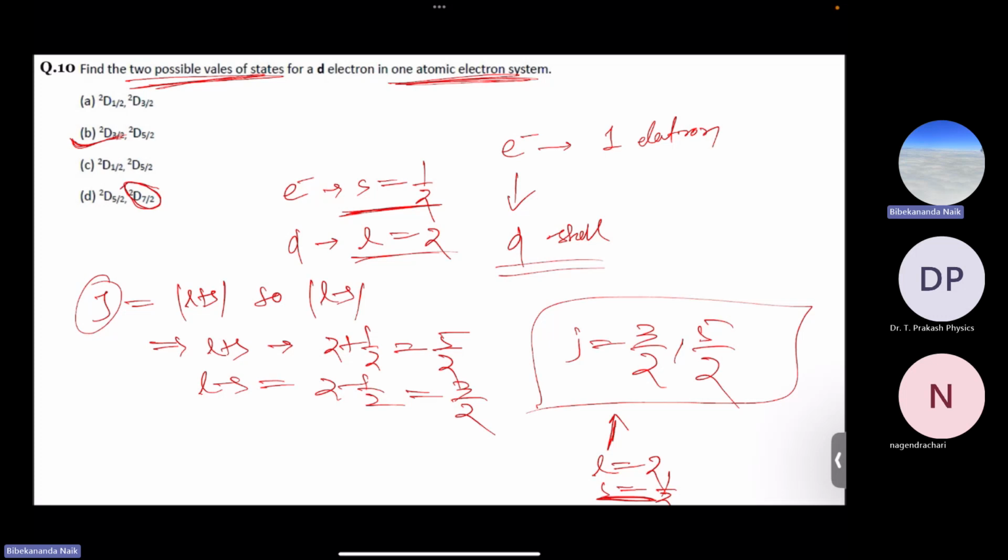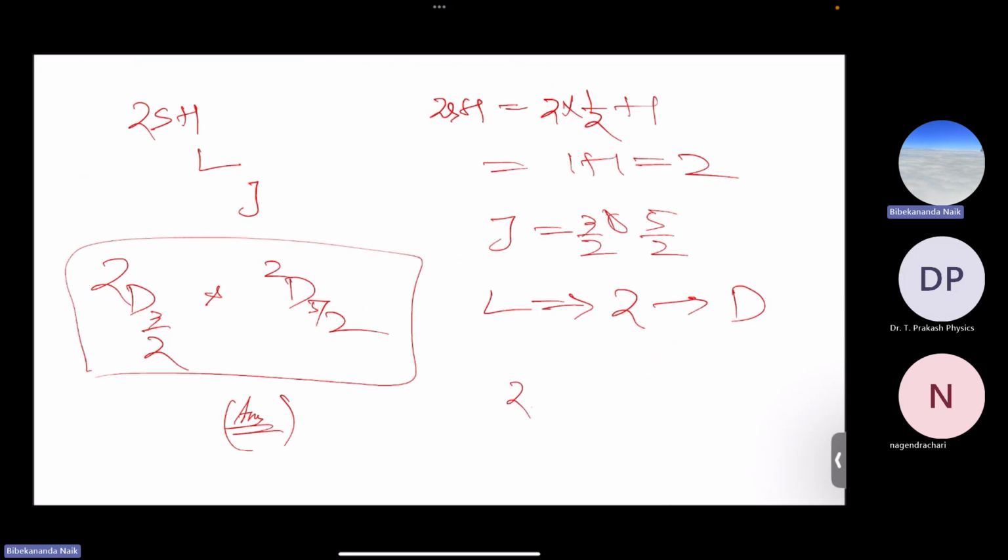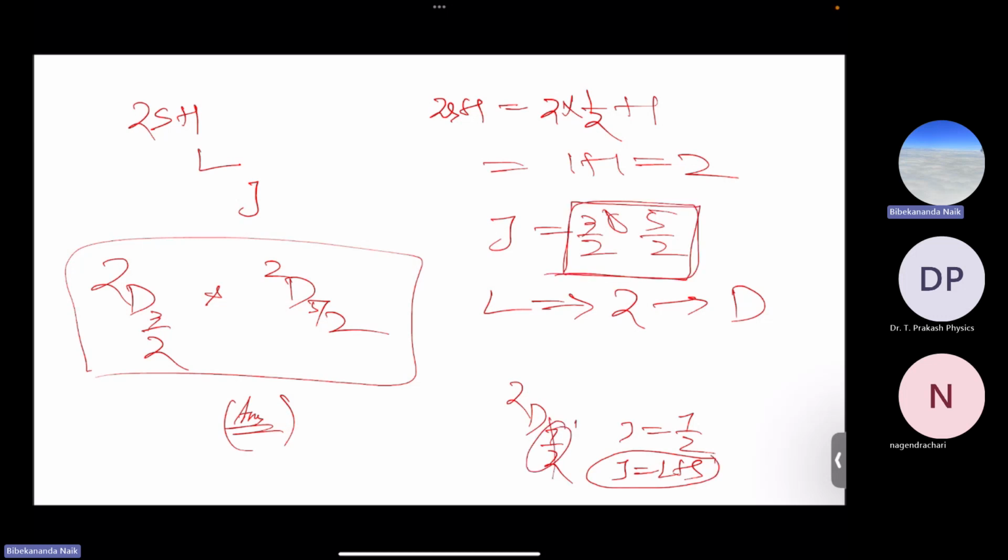So if you see, if you are writing 2D 7 by 2, then J is 7 by 2. J is L plus S. Here we found the two available values of J as 3 by 2 and 5 by 2. So it is not possible. Also, D half is not possible.